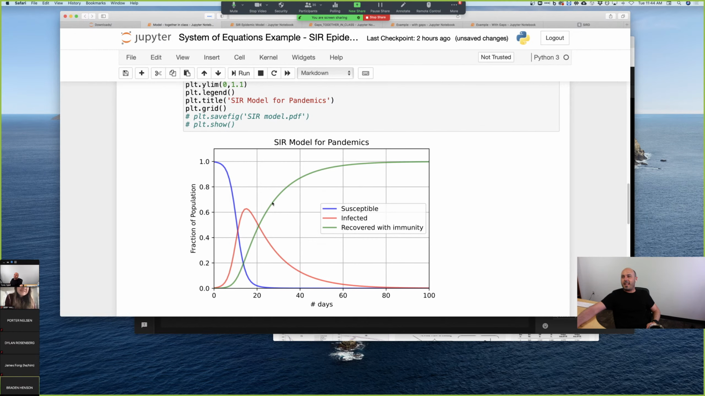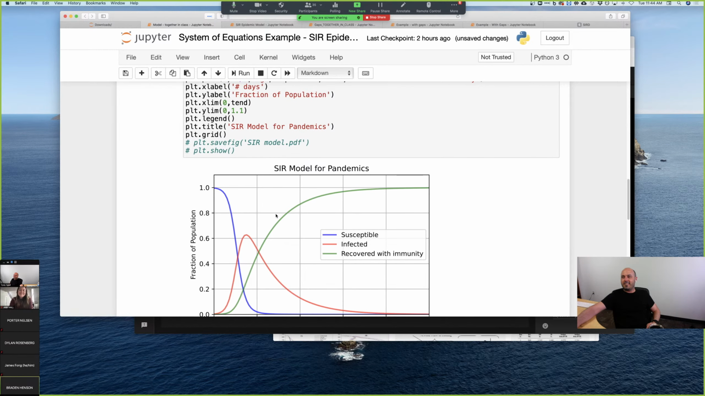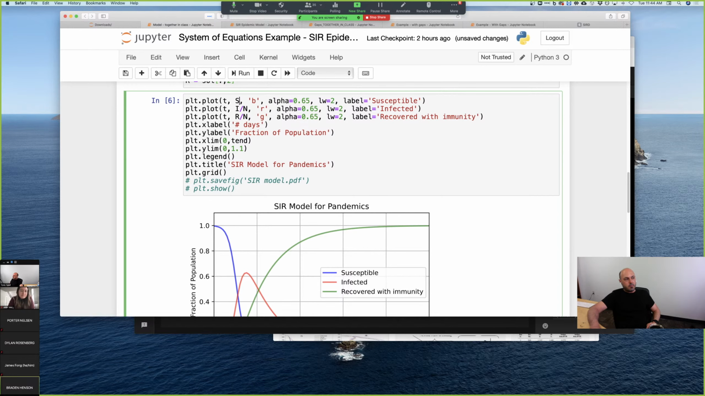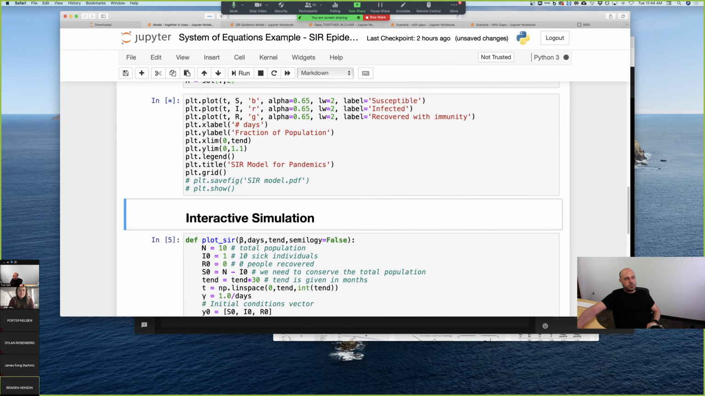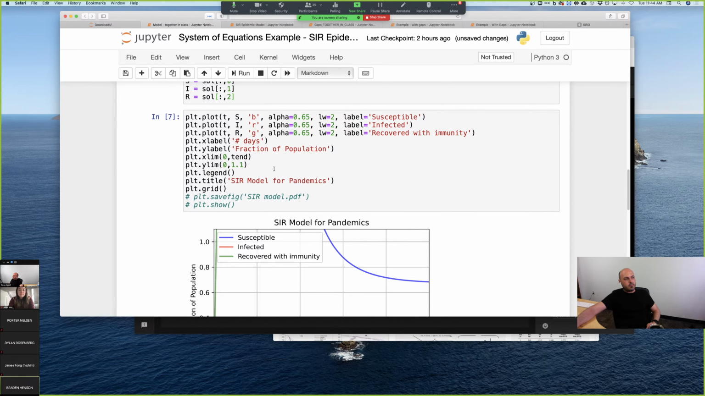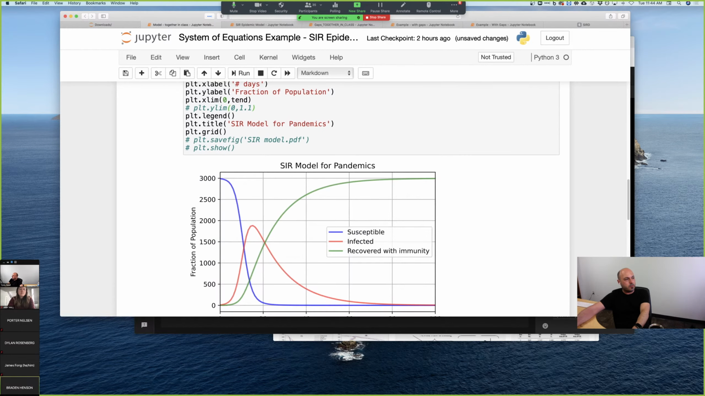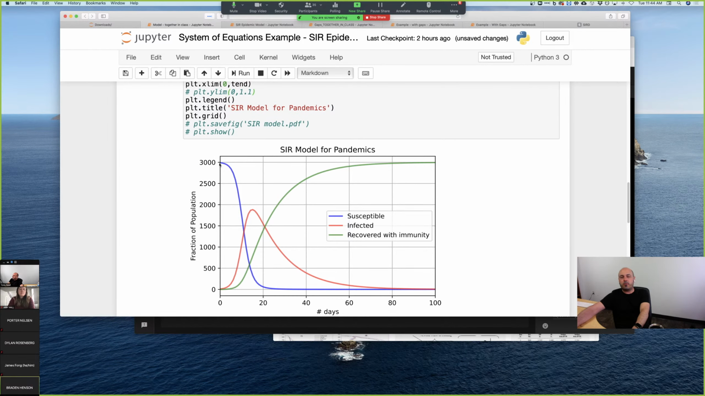Abby is happy because this is the answer she got, right? Now, notice I divided S by N and I by N, R bar N to normalize things a little bit. You can remove that to get absolute numbers, but you've got to adjust your X and Y limits so that you're able to see. You have 3,000 initially in the population, and then you have 10 infected, and it goes up and down.